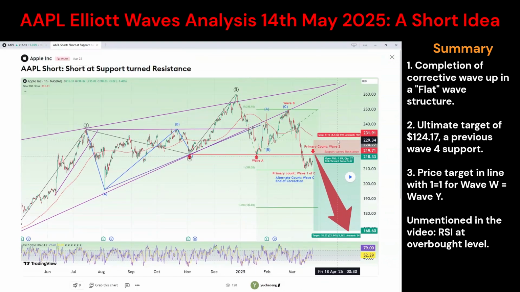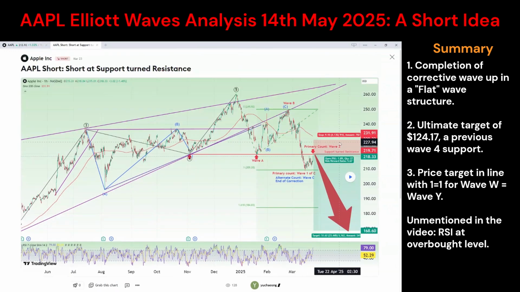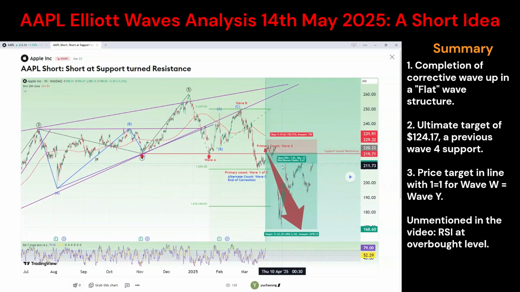Okay, so stop was actually here around 229, and take profit is 168. So what happens since then is that price moved up here, and then it came down very close to our target of 168.6. Missed by just 80 cents. So this is a very successful idea.